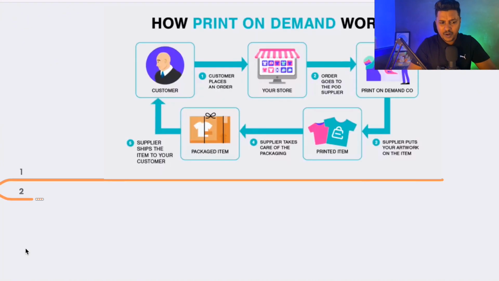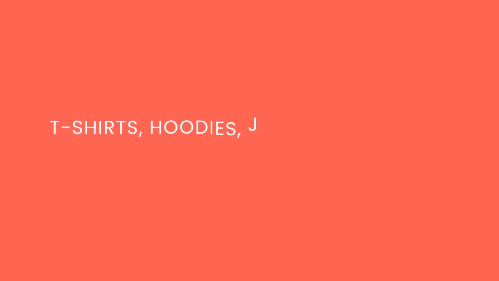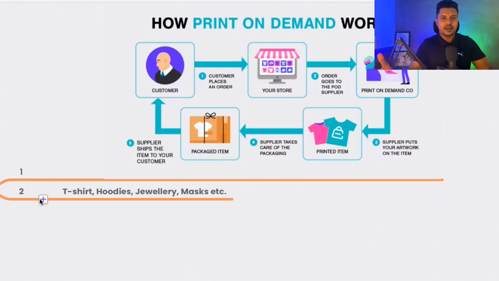So let me walk you through what products are actually available in print on demand. There are t-shirts, hoodies, jewelry, masks, canvas, tumblers, caps, sweatshirts, tank tops. There are n number of products available with print on demand. All you need to do is create a design, place it on a t-shirt, upload it to your website, and start running Facebook ads. Once you start getting sales, transfer the order to a supplier, and the supplier is going to print it, ship it, and deliver it to your customer, right? So that's pretty much how the print on demand business model actually works.